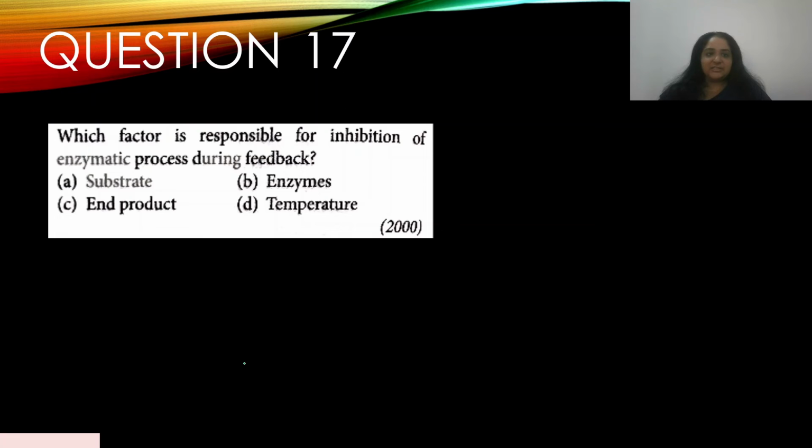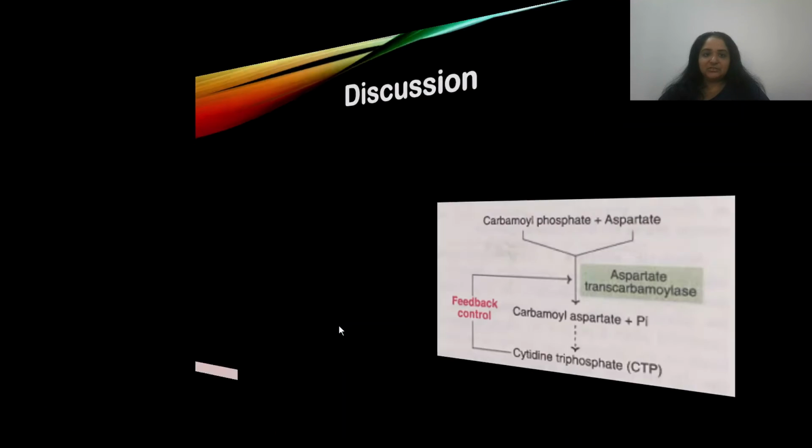Okay, question number 17. Which factor is responsible for inhibition of enzymatic process during feedback? This appeared in 2000. Which factor is responsible for inhibition of enzymatic process during feedback? A. Substrate, B. Enzymes, C. End product, and D. Temperature. So the factor that's responsible during feedback is actually end product. We'll discuss what feedback inhibition and feedback regulation is. The answer is C. Okay, let's go to the discussion.